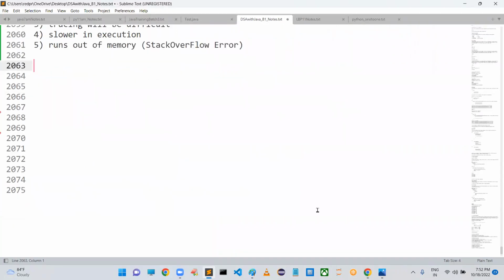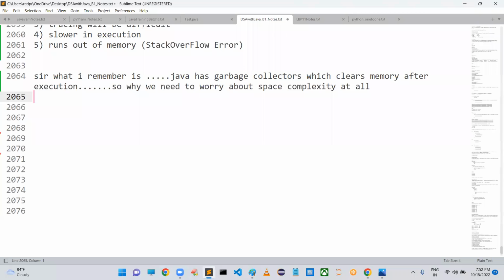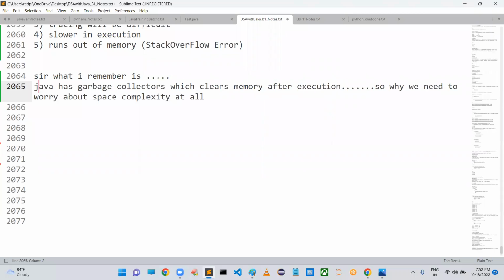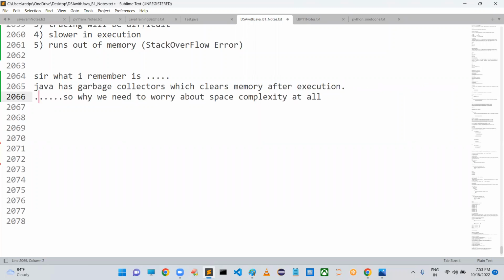Yes, Manoj, your point is correct. Manoj is telling one point. Sir, what I remember is Java has garbage collectors which clear memory after execution. So, why do we need to worry about space complexity at all?